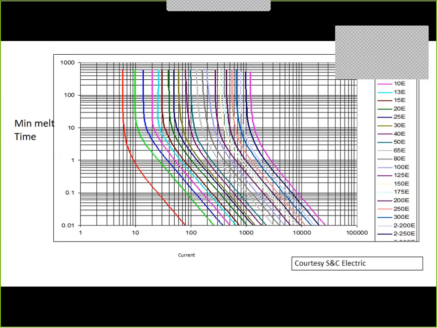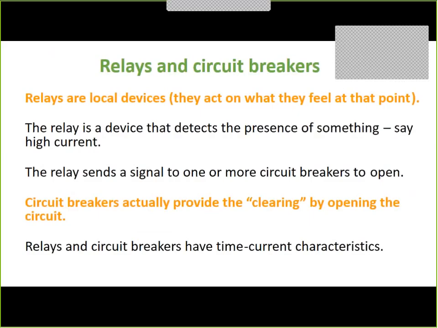They have time characteristics. It's called the minimum melting time on the vertical axis versus current on the horizontal. So the higher the current, the faster the fuse blows.